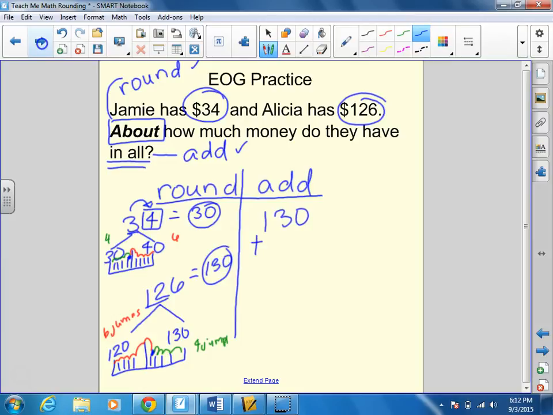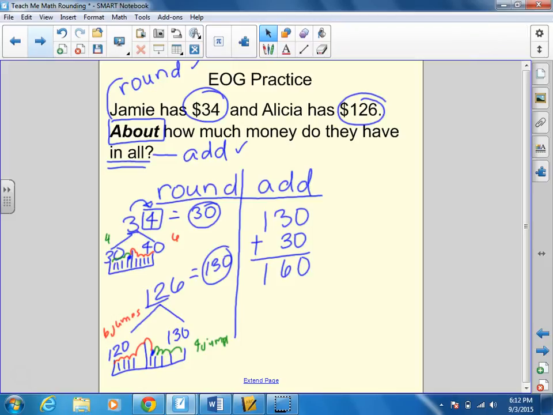Now that we're in step 2, because we know that we're adding, we're going to take 130 plus 30, line them up. 0 plus 0 is 0. 3 plus 3 is 6. And we carry down our hundreds place. We know that Jamie and Alicia together had $160.